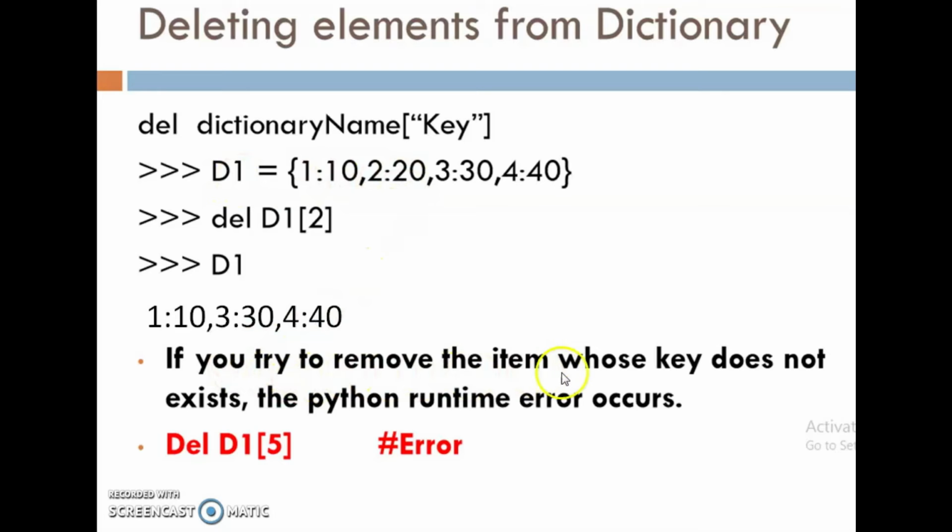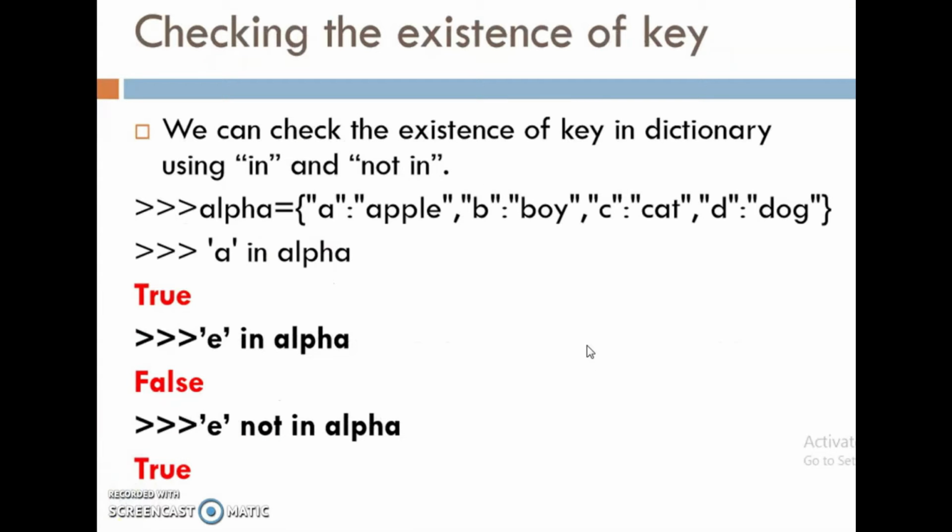If you try to remove an item whose key does not exist, a Python runtime error occurs. Listen, here we use del D1[5]. 5 key is not present in this dictionary D1, so it will produce an error. If we are trying to remove the item whose key does not exist in that particular dictionary, Python will raise an error. Okay, clear? Next one, checking the existence of key.